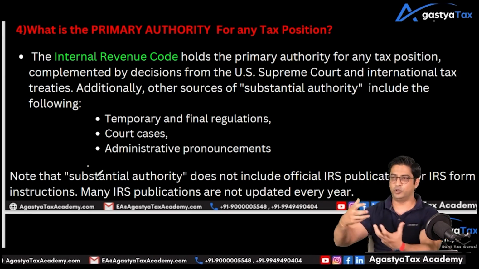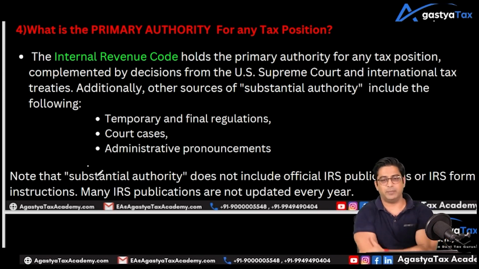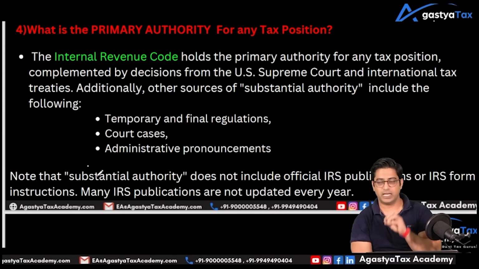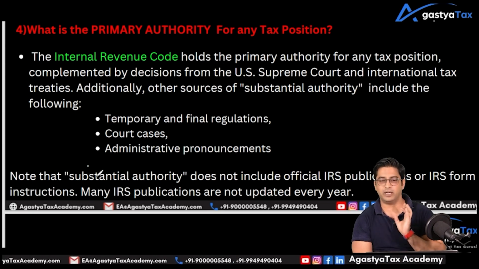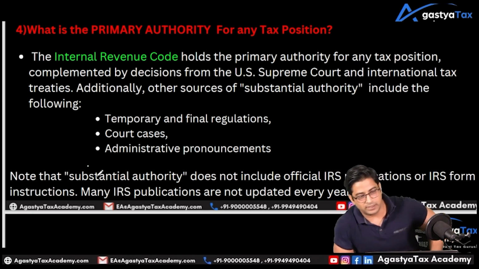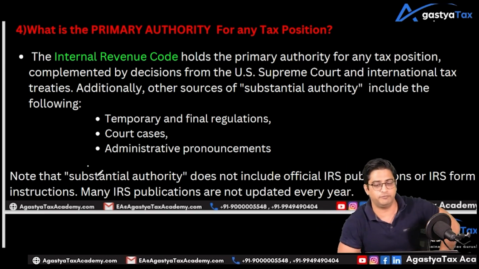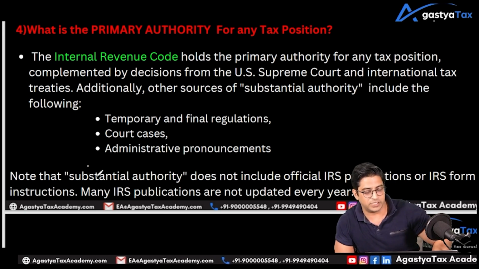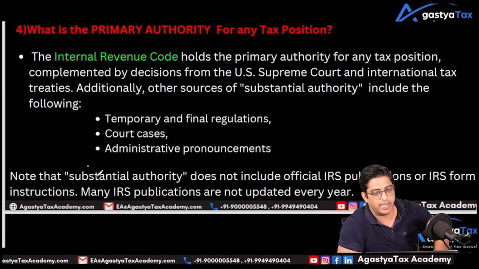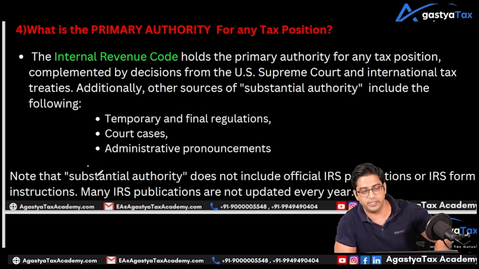Like you'll quote something, right? So that way the primary authority for any tax position is IRC, Internal Revenue Code. So what are we saying? Internal Revenue Code holds the primary authority for any taxation, complemented by decisions from the US Supreme Court and international tax treaties.